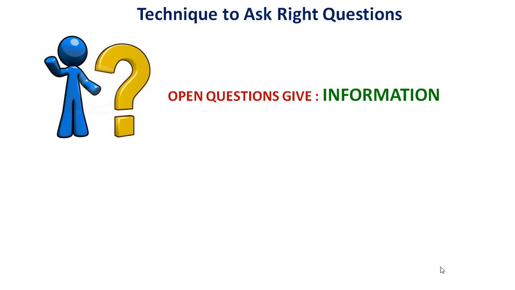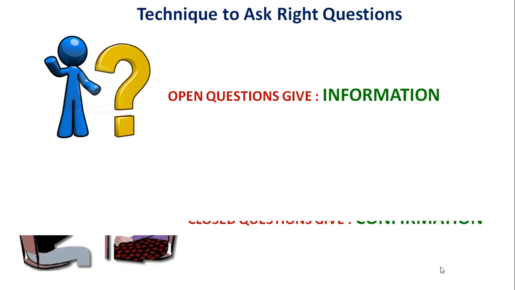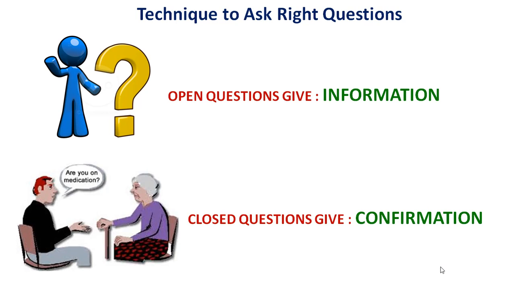So how can the sales executive know the various requirements? He can ask questions to the customers. The questions can be of two types: open-ended questions which give information, and close-ended questions which give confirmation. And to know the various customer requirements, open-ended questions help mostly.